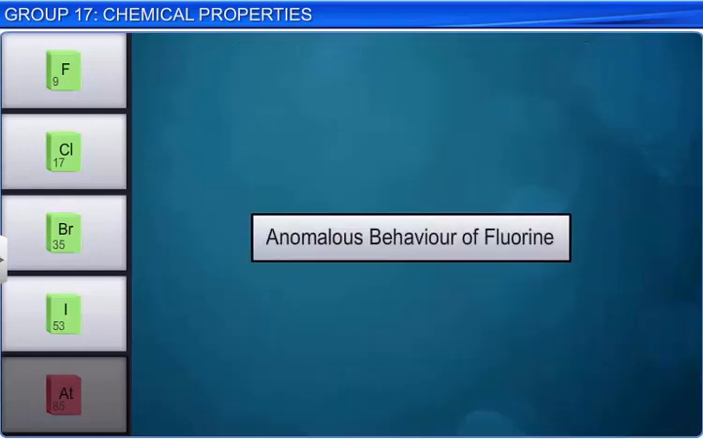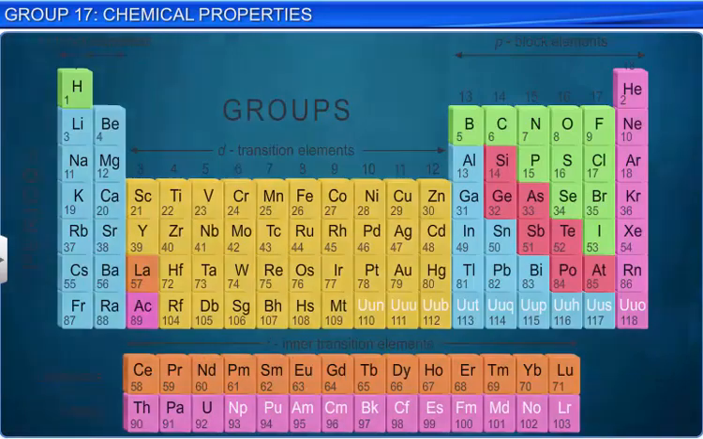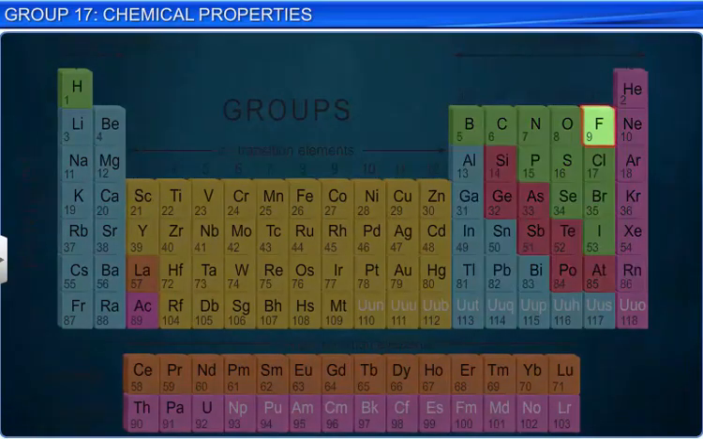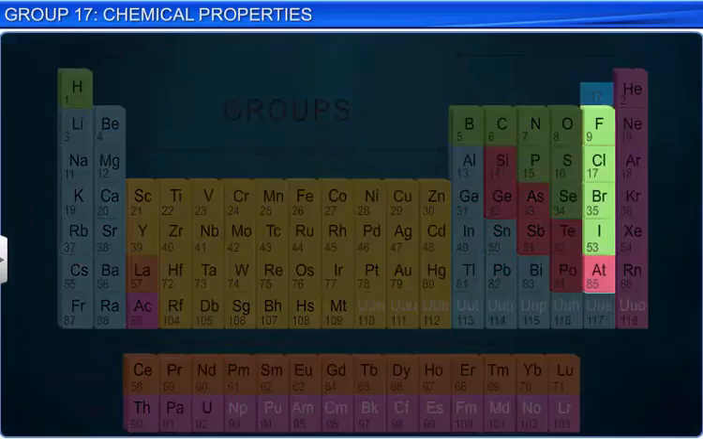Let us now study the anomalous behavior of fluorine. Like all p-block elements, halogens also start from the second period in the periodic table. Fluorine shows a difference in some properties with respect to the other elements in the group.